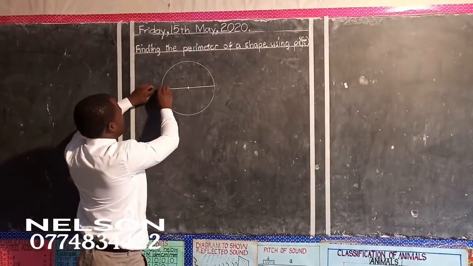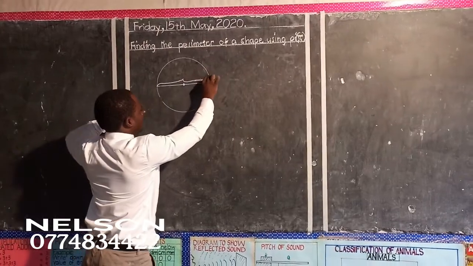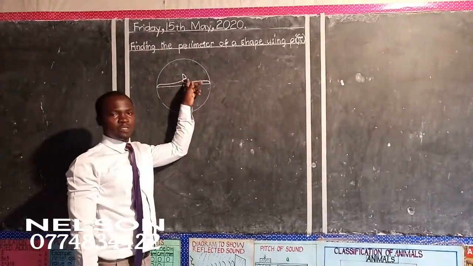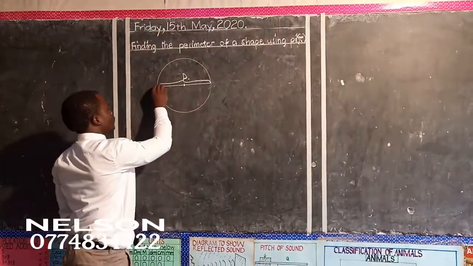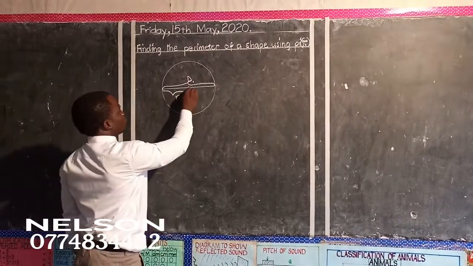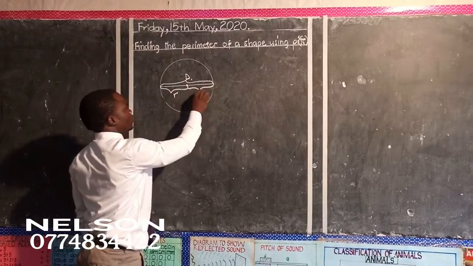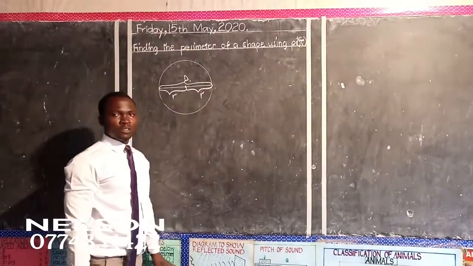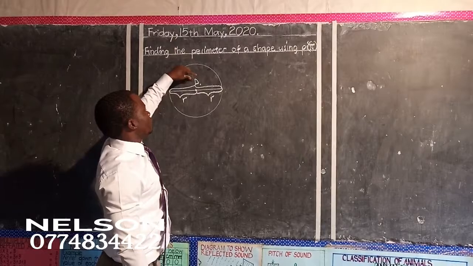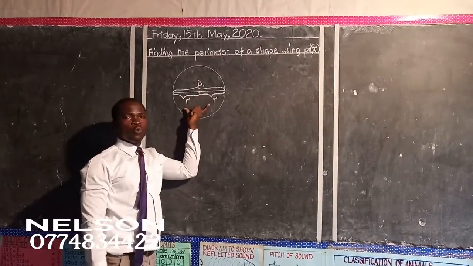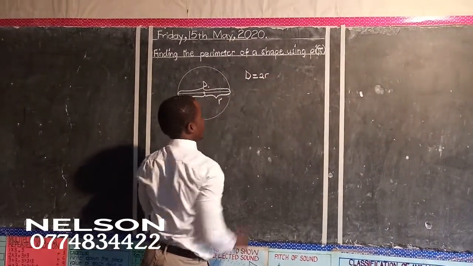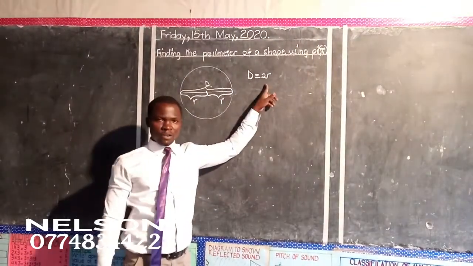And from here up to here, this is what we call the diameter of a circle. And from here up to the center, this is what we call the radius. And also from here up to here, we call this the radius. So, in one diameter, we have two radii. So here we say diameter equals 2 radii, or we say diameter equals 2R, okay?